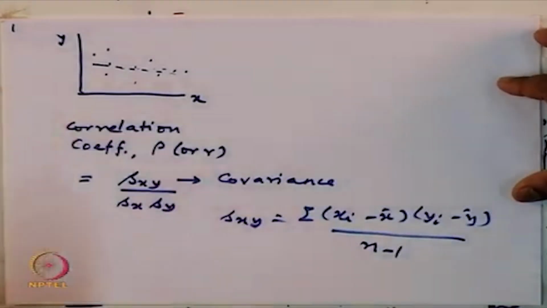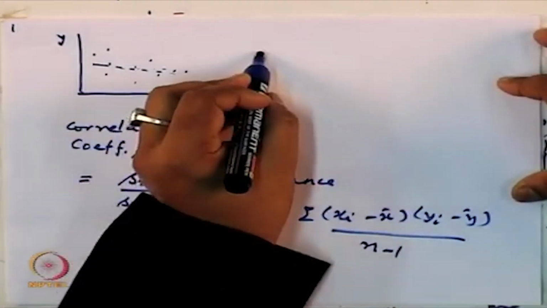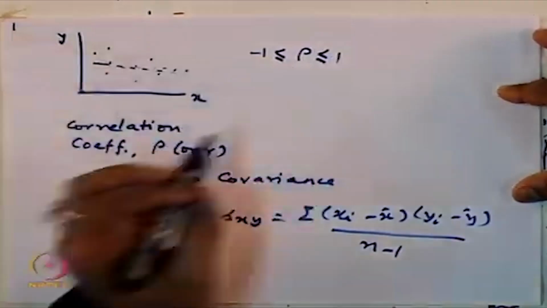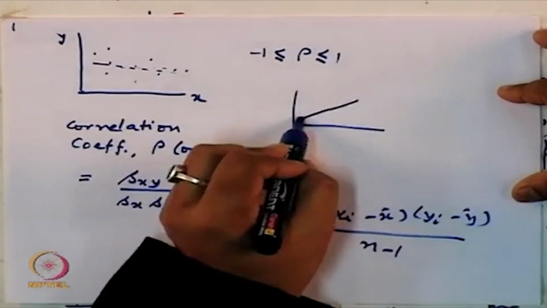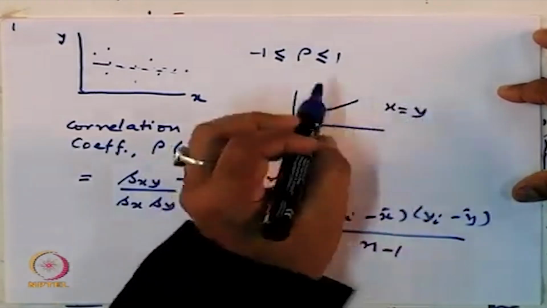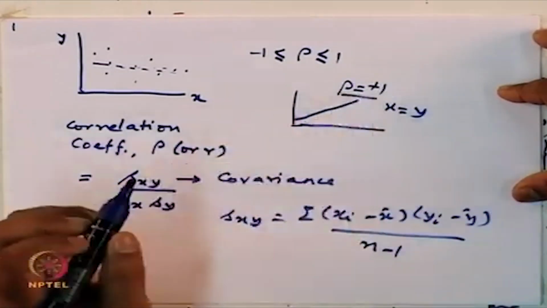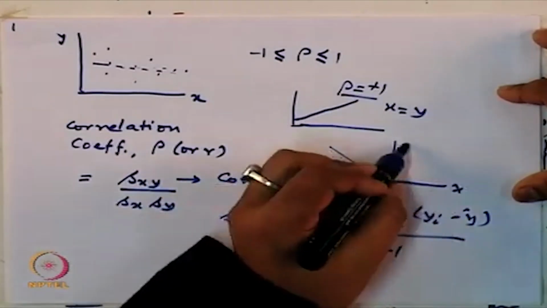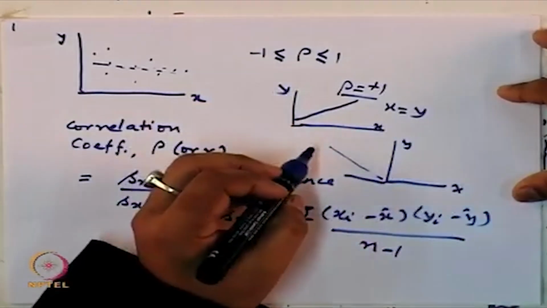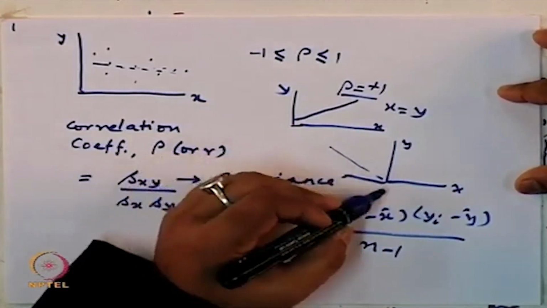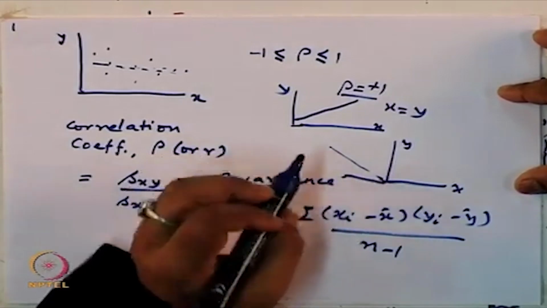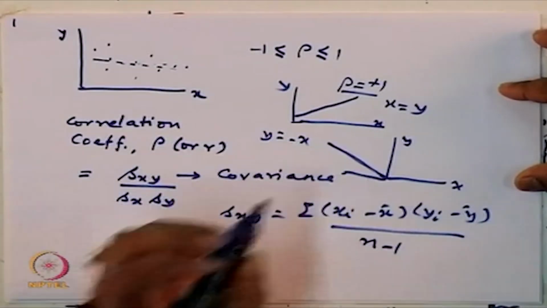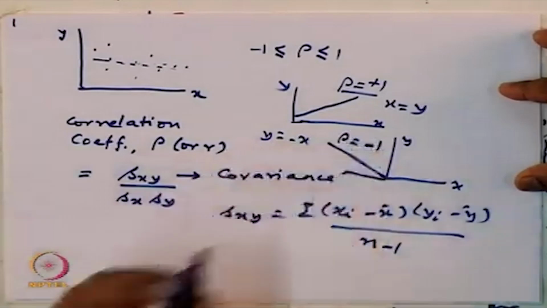We also discussed that the correlation coefficient is bounded between -1 and 1. For two variables which are perfectly correlated, for example if we take x equal to y, the correlation coefficient is going to be +1, versus if I take x equal to -y, this is my x, this is my y, then y is equal to minus x. In this particular case, my correlation coefficient is going to be -1.